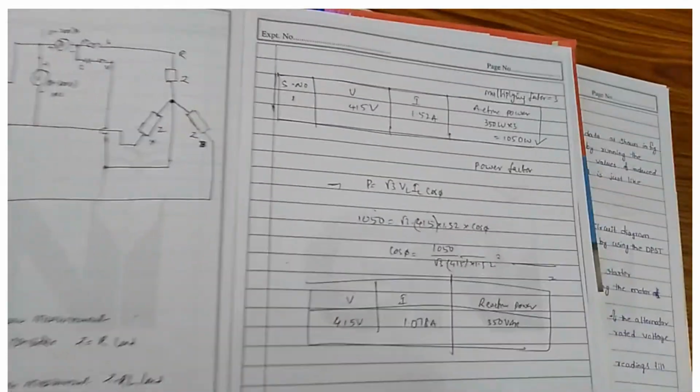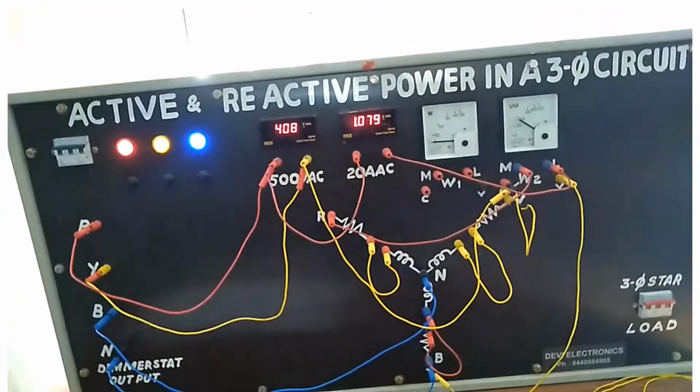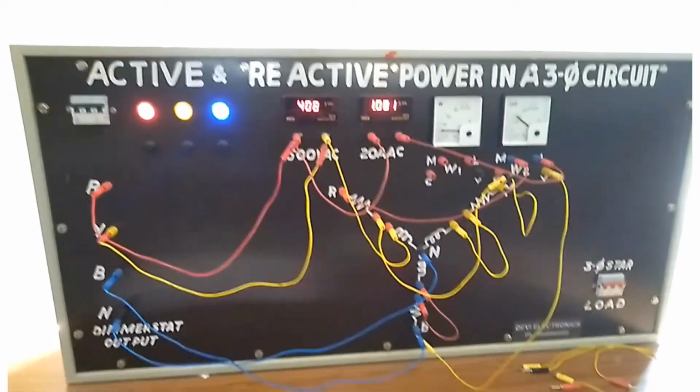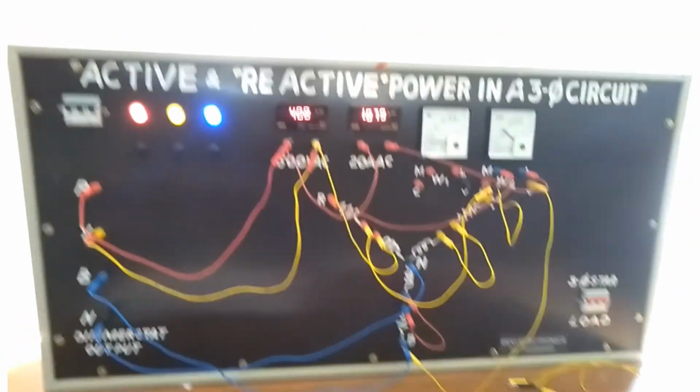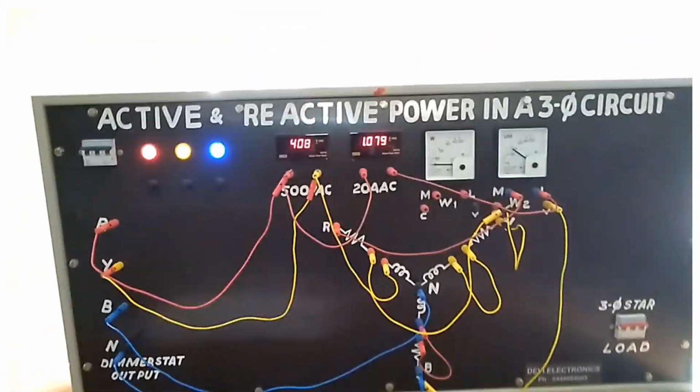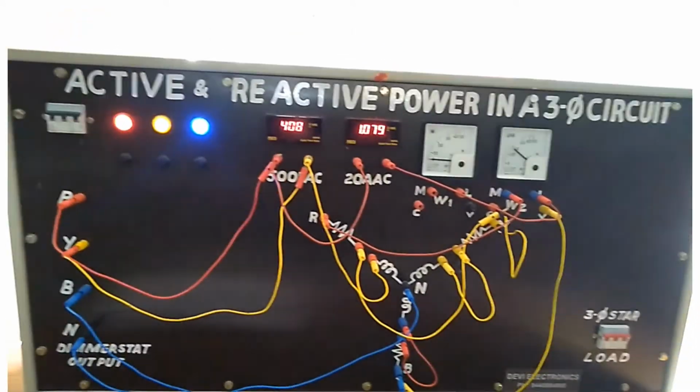After getting this, we can also calculate the power factor. So this is the completion of measuring the active power and reactive power using the star connected balanced load. This is a one reading experiment. You have to take only one reading. In this way you can do the experiment. Thank you.